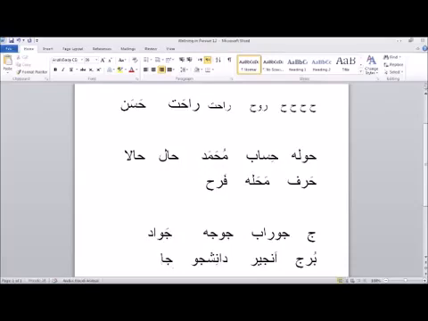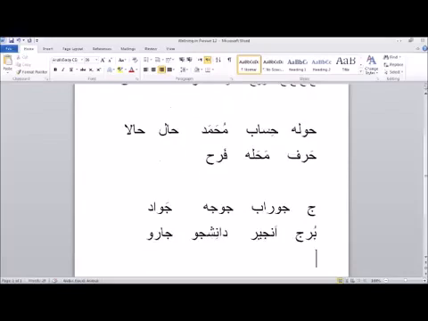Ja, J, A. Then non-connective. R, non-connective. U, jaru. Jaru means broom, where you sweep the carpets and so on, or the house. And then we have A, N, J. Anja means there. A, non-connective. N, connective. J, connective. And A is the final.